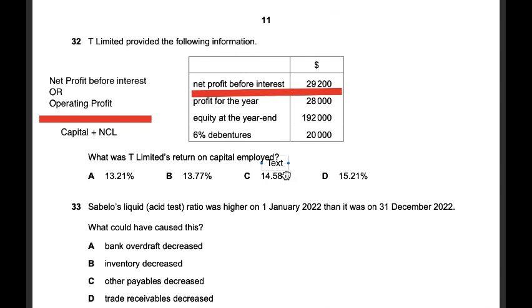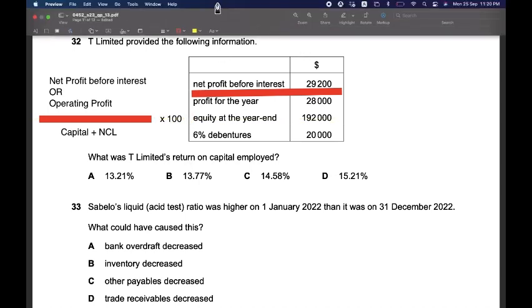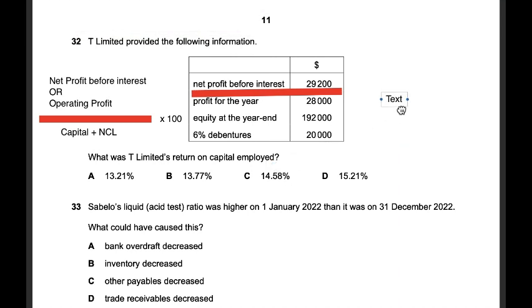And this is essentially multiplied by 100 to get our final ratio as a percentage. Since this is a percentage, it is multiplied by 100. Here we go. This is our formula. According to the formula, the net profit before interest is $29,200. And then we look at the capital employed, which is capital plus NCL. Capital is the equity, 192,000 plus 20,000, making it 212,000. We divide it and then we multiply it by 100.